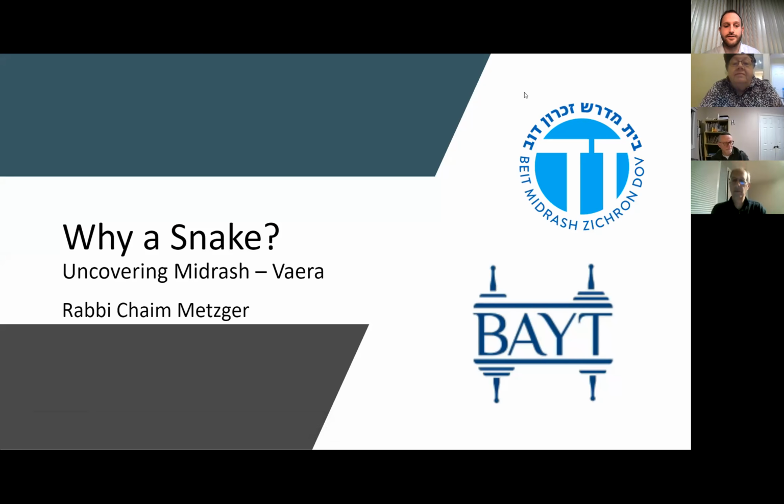Today we are going to try and see a little bit about Midrash this week's Parsha. We're going to try to figure out why Moshe had to use the snake as the first miracle that he showed to the Egyptians. So before we get into the Midrash, let's read through the Psukim, and then we'll see what answers we have, and then we'll see what the Midrash has to say.